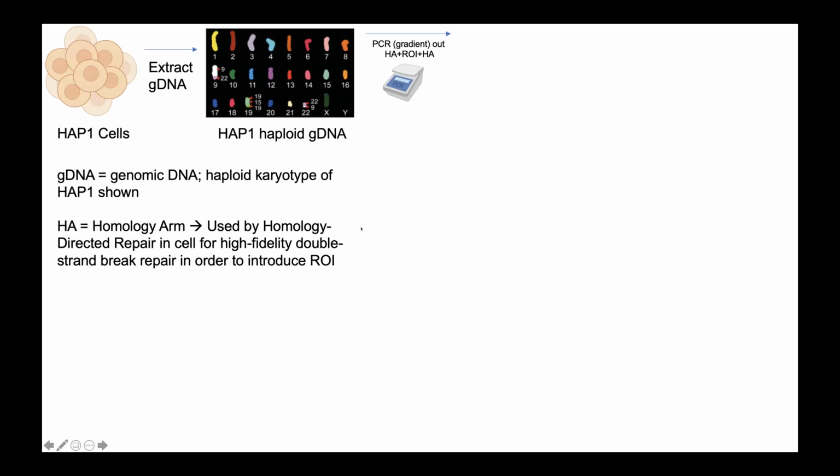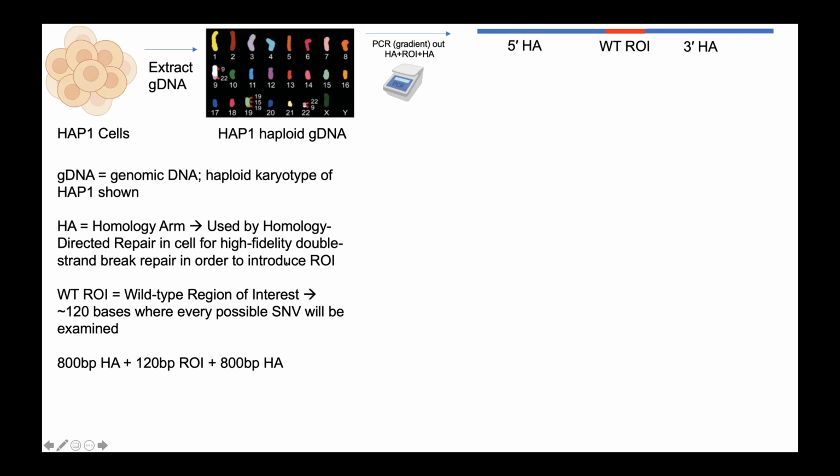And so as it recognizes these homology arms, it uses the HDR template for repair, repairs the region of interest by HDR, and will then integrate our SNV. But in the cloning right now from a wild type sequence, you essentially pull out a 5' homology arm, currently the wild type region of interest because it's from the genomic DNA of HAP1, and then the 3' homology arm. This setup is approximately 800 bases of homology arm on each side, and then 120 for the region of interest, as we said, dictated by the short read length.